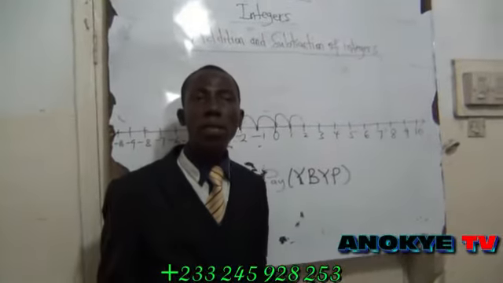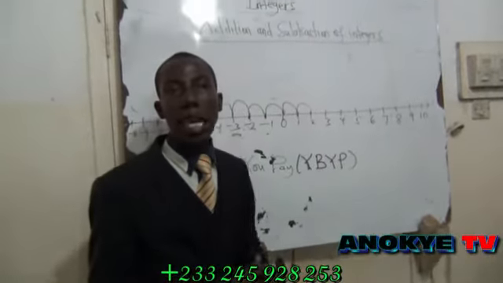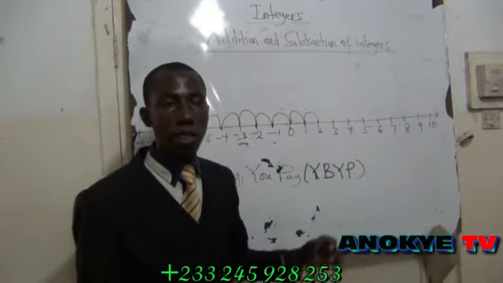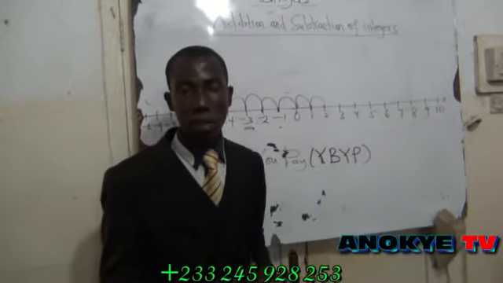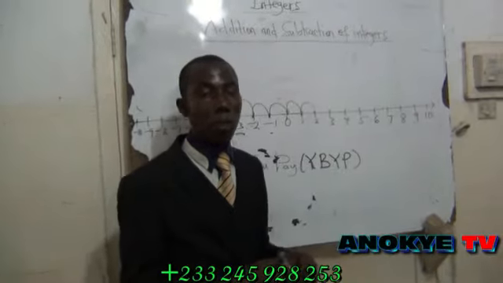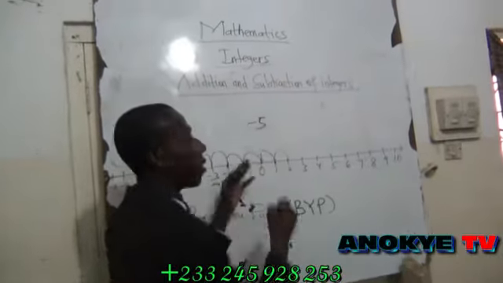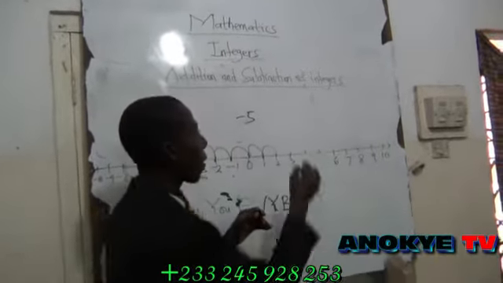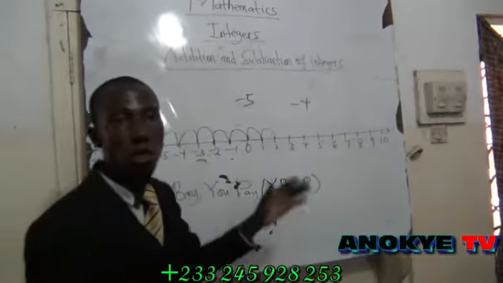In simple terms, we can define an integer as a set of positive and negative whole numbers. So, for example, this is an integer. This is also an integer.